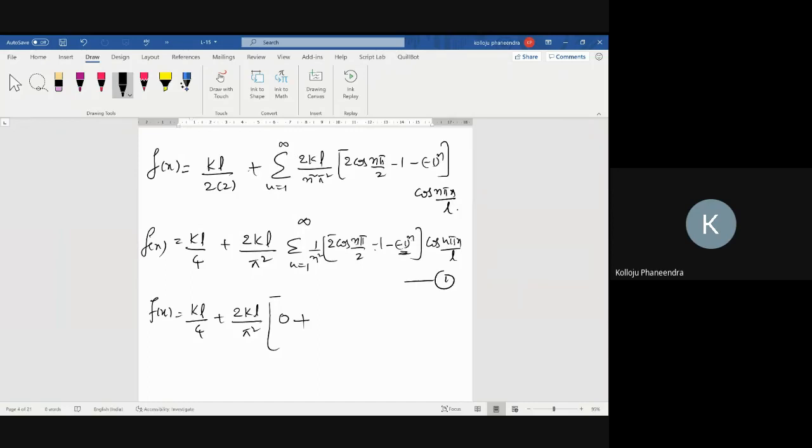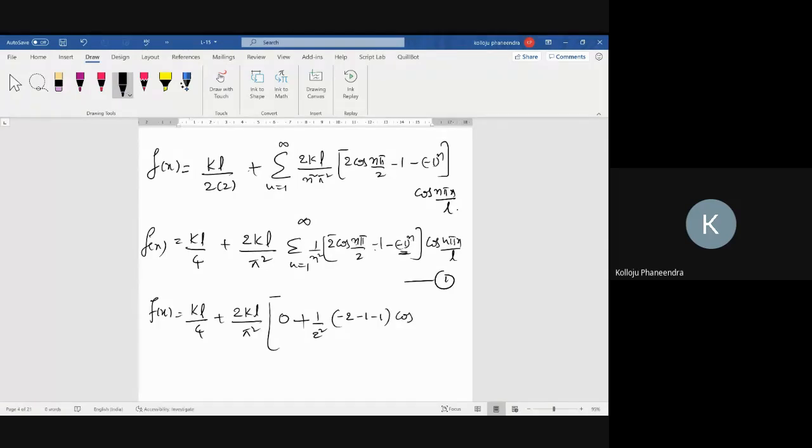What I'm getting? This is 2. 2 gets cancelled. Okay, 1 by 2 square will be there. 2 gets cancelled. Cos pi is negative 1. So minus 2, and this is minus 1 and this is minus 1.